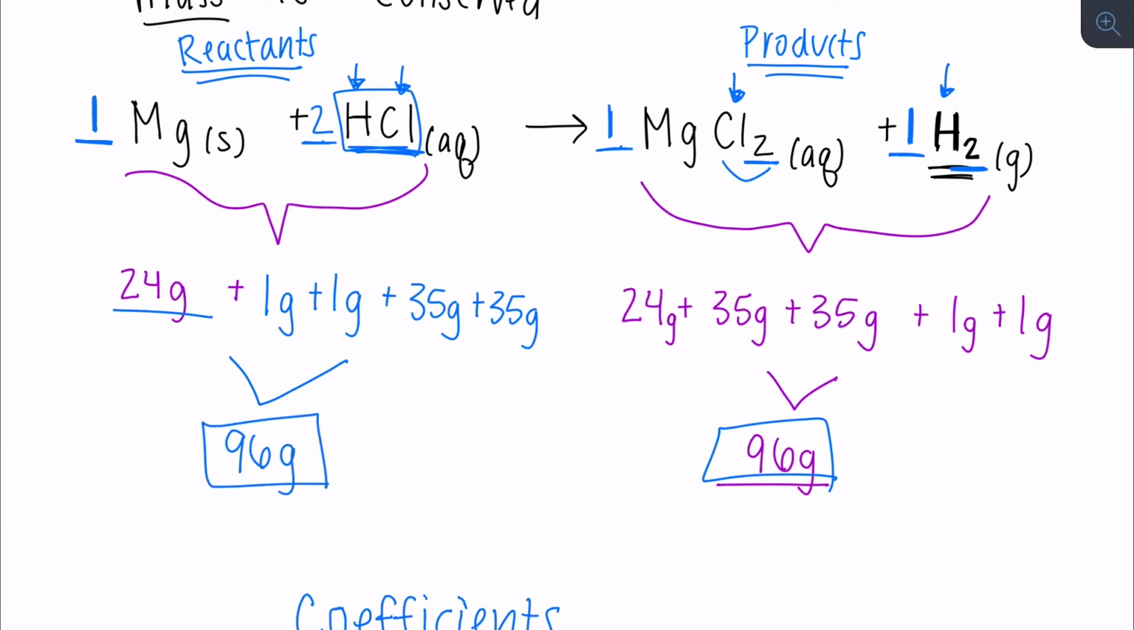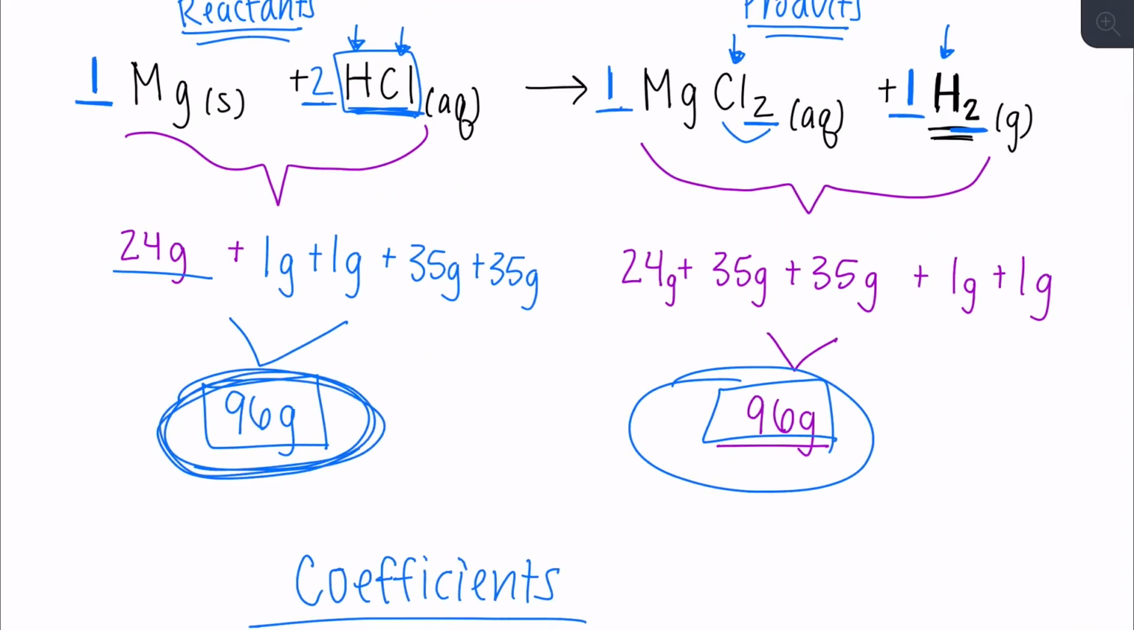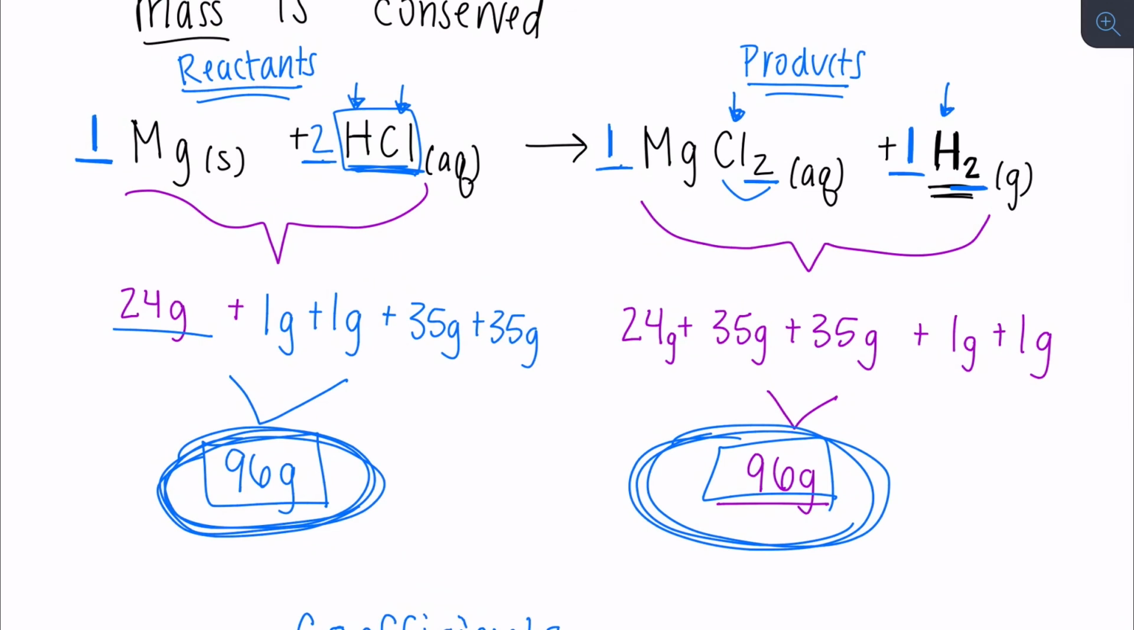And my mass is conserved. From one side to the other, from reactants to products, all of the mass has been accounted for. When you're balancing chemical equations, conservation of mass can help you verify that you have properly balanced your chemical equation.